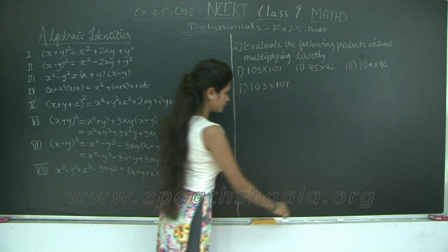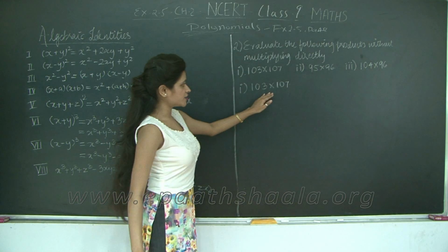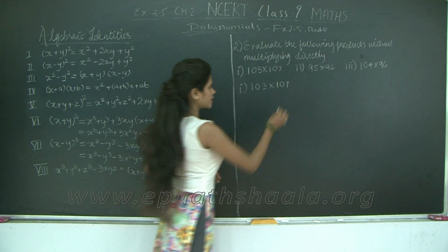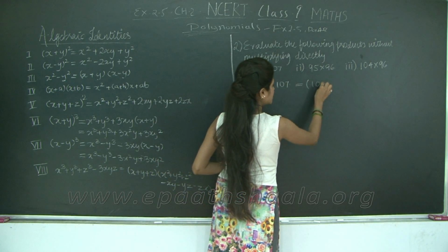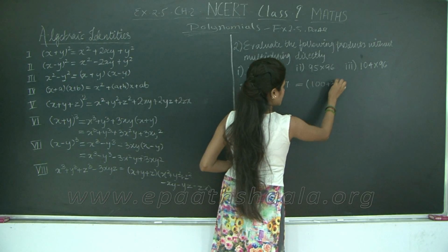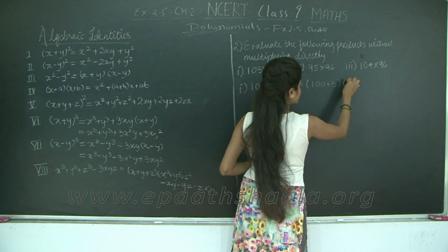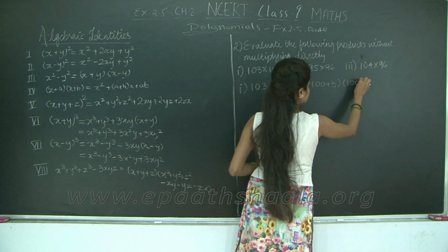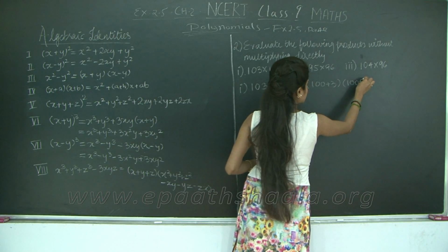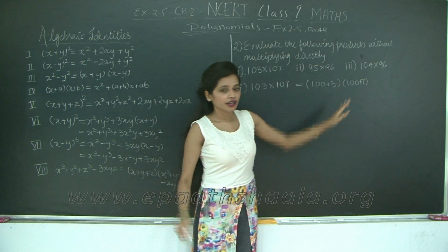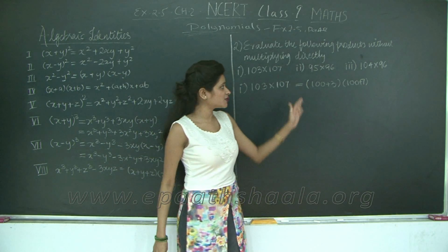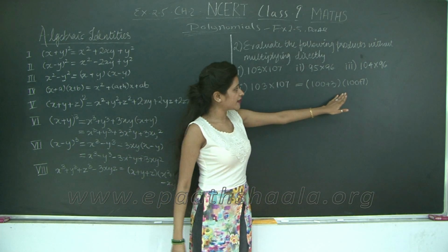Now, let's see how. I can write my 103 and 107 as follows, right? 103 is 100 plus 3 and 107 is 100 plus 7. So you have to choose your combination in such a way that it should match these identities, as well as solving them would be very simple, right?